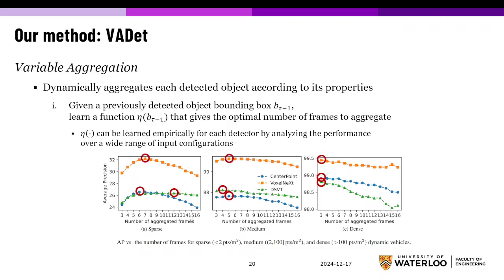And similarly, we can do the same thing for other factors other than speed. In this case, I'm showing the analysis for objects with different density. We have sparse, medium to dense objects, and as you can see, there's also a similar, albeit slightly less impactful, trade-off.